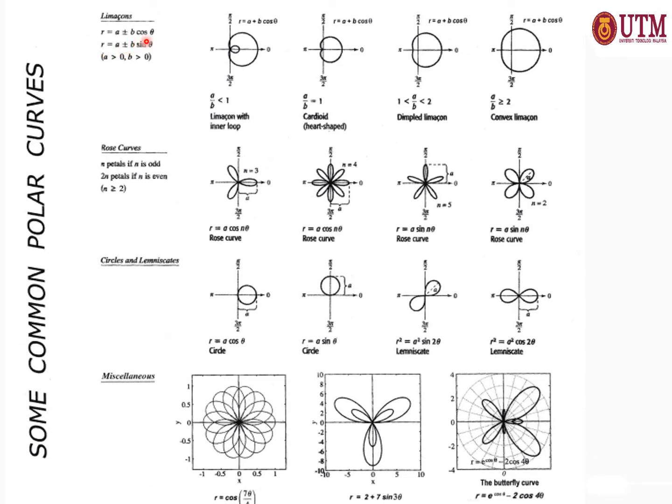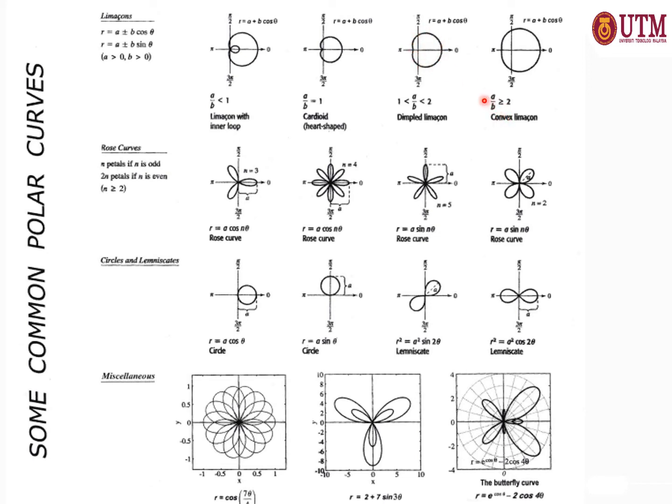So this equation refers to limacons. But in limacons it depends on the values of a and b. For example, if a over b is less than 1, it is a limacon with an inner loop, where we have an inner loop in this shape. But if a over b is between 1 and 2, it is a dimple limacon. It's not an exact circle, but it has a dimple here.